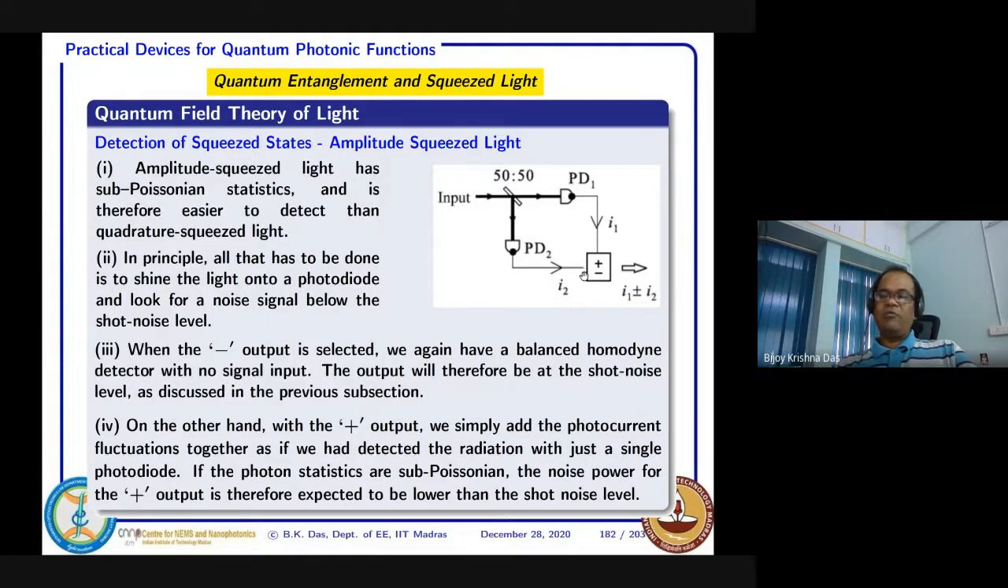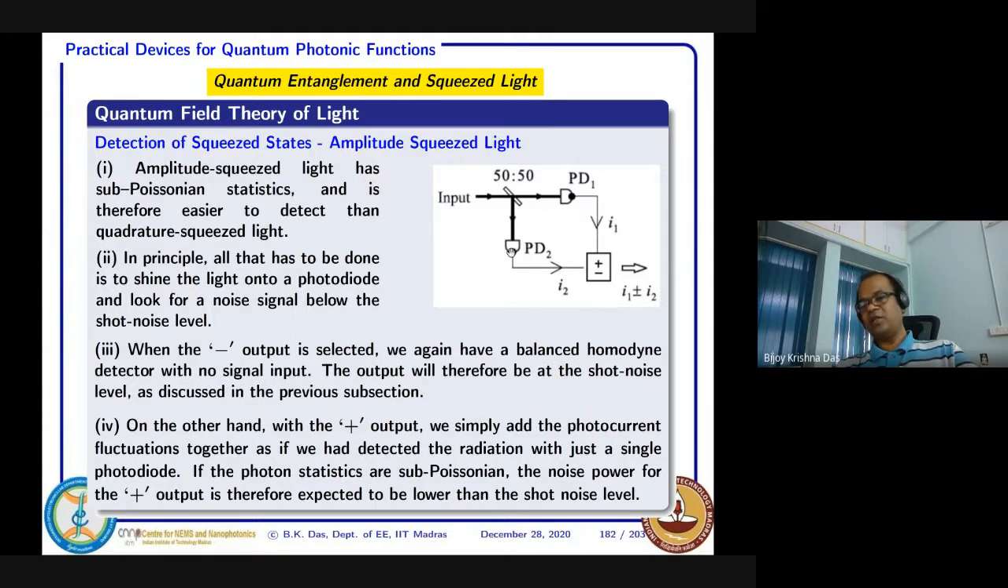But whenever we measure I1 plus I2, we get I1 here and I2 here, and we combine them. As if PD1 and PD2 photocurrent fluctuations together were detected with just a single photodiode. The photon statistics are sub-Poissonian. The noise power for the plus output is therefore expected to be lower than the shot noise level. So you can just measure I1 plus I2, because in I1 minus I2 it is cancelled.